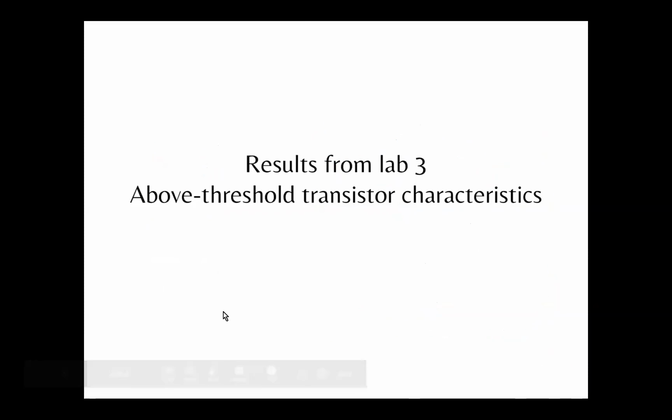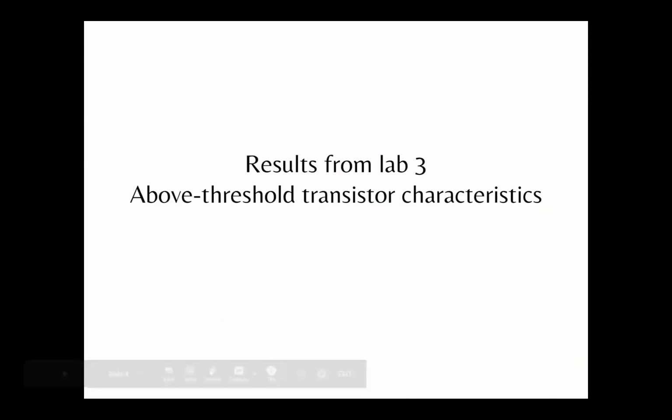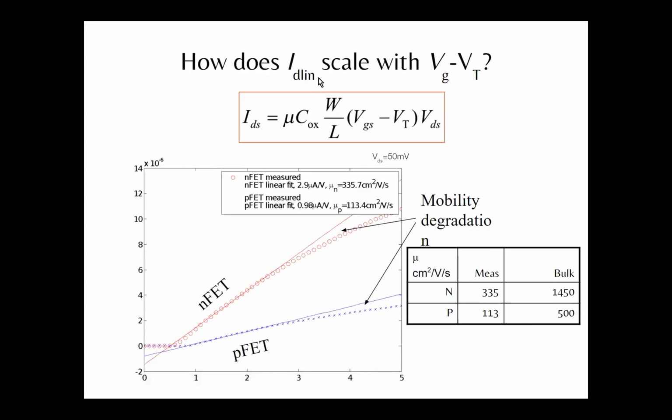Okay, so before we dive into the set of circuits, let's look at some of the results from lab 3, which is on the above threshold transistor characteristics. The first one is, how does the ID of a transistor operating in the linear regime of above threshold scale with VG minus VT? And so you have the equation of how the current would change as a function of VGS minus VT.